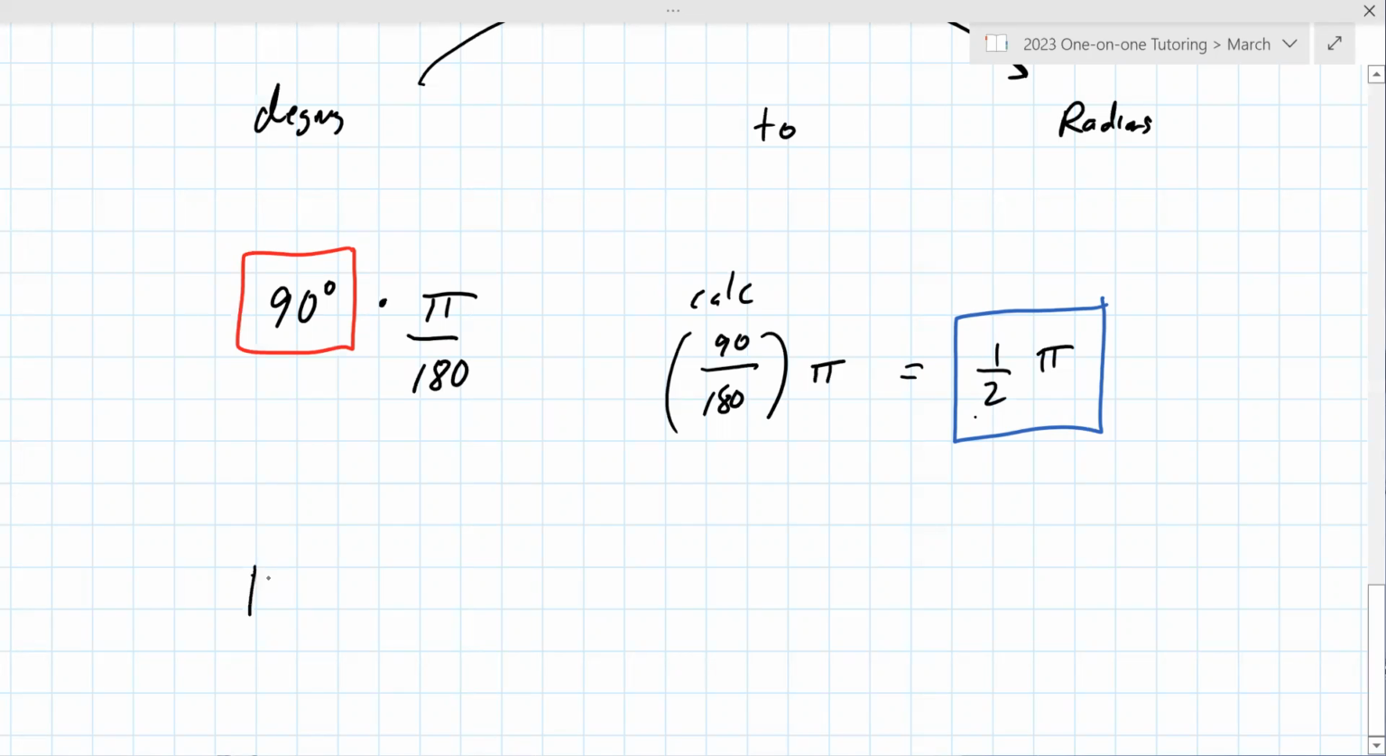So let's do a few more here, and then it'll really help. Let's do 135 degrees. So I'd do 135 times pi over 180, and what I'd want to do is have 135 divided by 180. And you want it as a fraction. I know the decimals pop out, but you want to give the fraction.